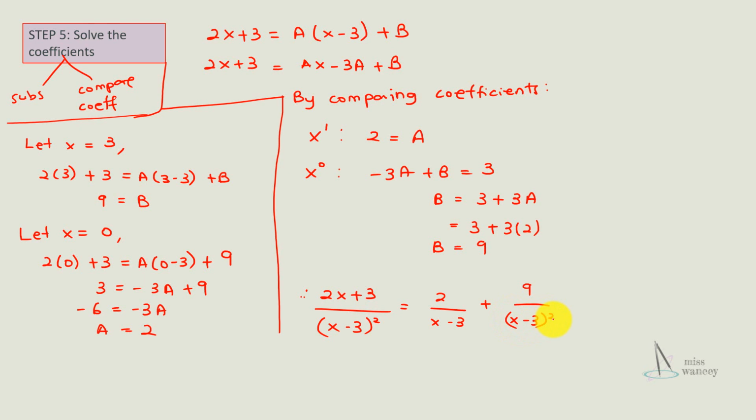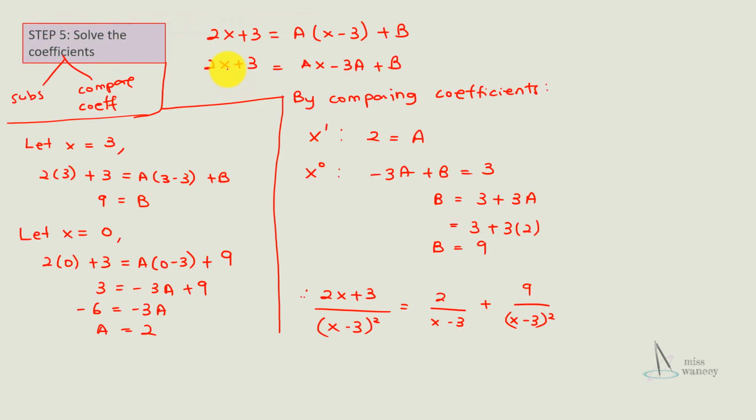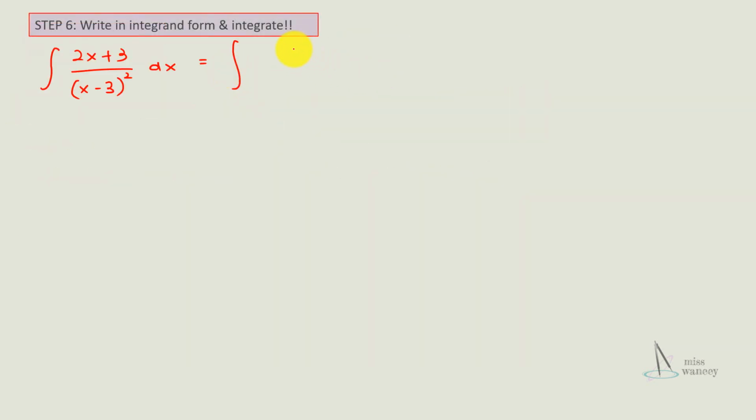So this is the fifth step. Write in integrand form and then we have to integrate. Before this, we had (2x + 3) over (x - 3) squared. I already have them in partial fractions: 2 over (x - 3) plus 9 over (x - 3) squared.